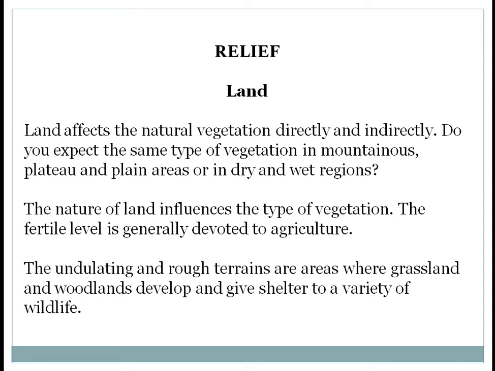First, relief. In the relief we are going to see first land and then soil. So first in relief, the land affects the natural vegetation directly and indirectly. Do you expect the same type of vegetation in a mountainous, plateau or plain area, or in a dry or a wet area? All these areas have different physiography and topography. So the nature of the land influences the type of vegetation, and the fertile land is generally devoted to agriculture, right? So here we are understanding the land as a major factor in the relief part, which is telling us about the diversity in the natural vegetation and wildlife.